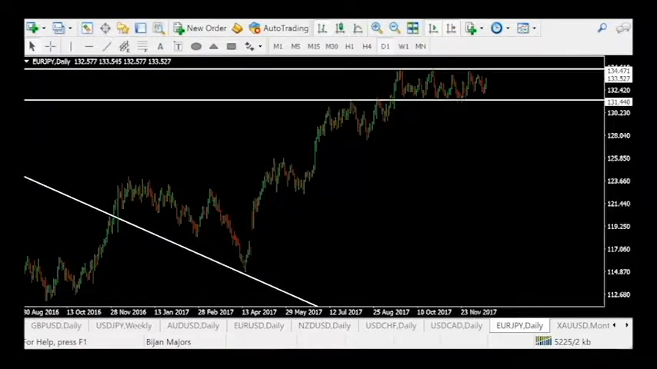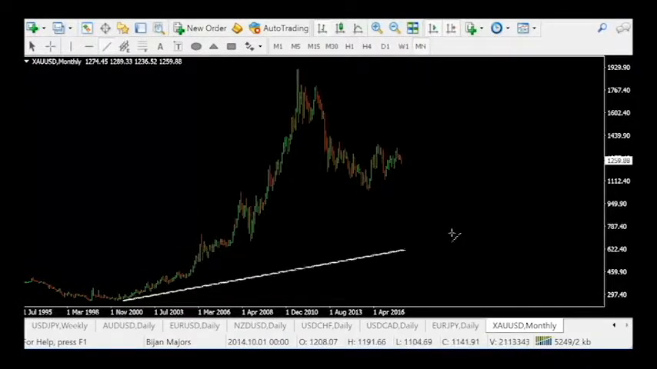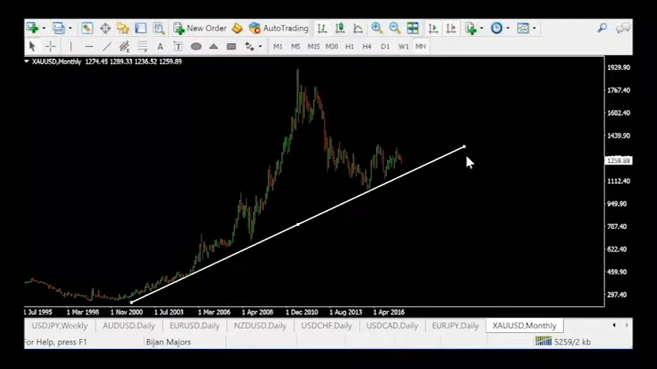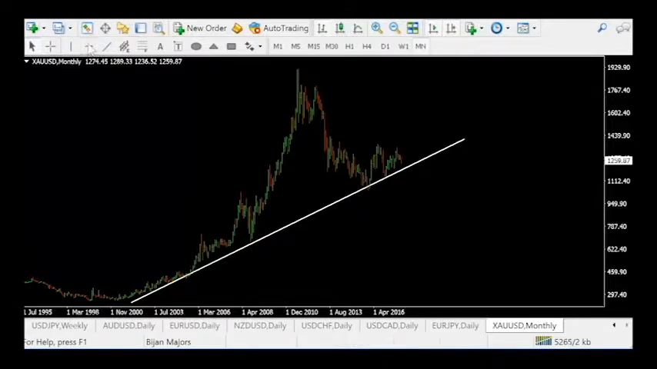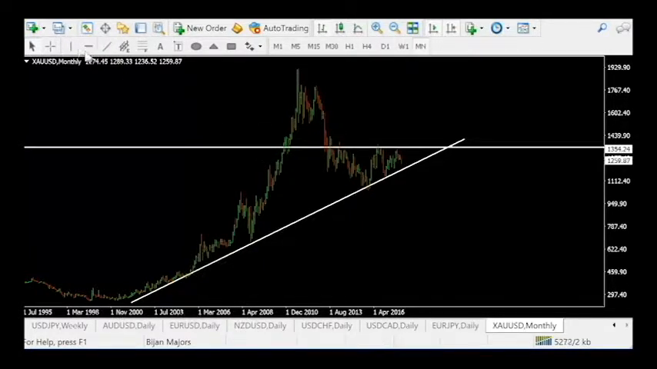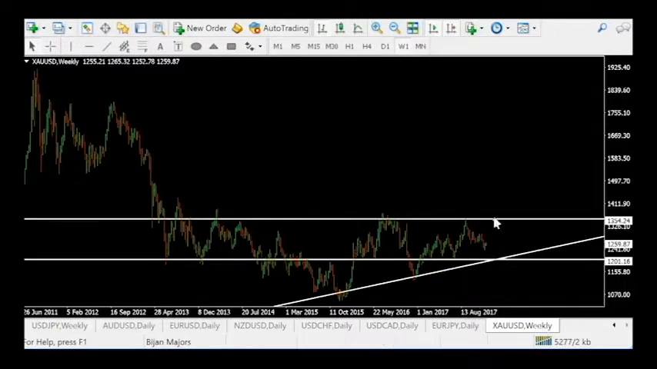Okay, good. Next one is gold. All right, let's see if we can put some lines here and see where we are. Okay, good, we are there. We have a horizontal line there, and we have a horizontal line here. Let's just adjust it a bit. That's the line.